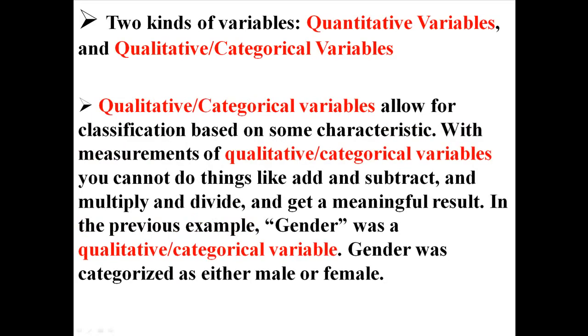Now, qualitative variables, or categorical variables, allow for the classification based on some characteristic. With measurements of qualitative variables, you cannot do things like add and subtract or multiply and divide and get a meaningful result. Like for example, gender is a qualitative variable, gender being male or female. You cannot add or subtract from either of those things and say male is 2 more than female or something like that, because it wouldn't make any sense.